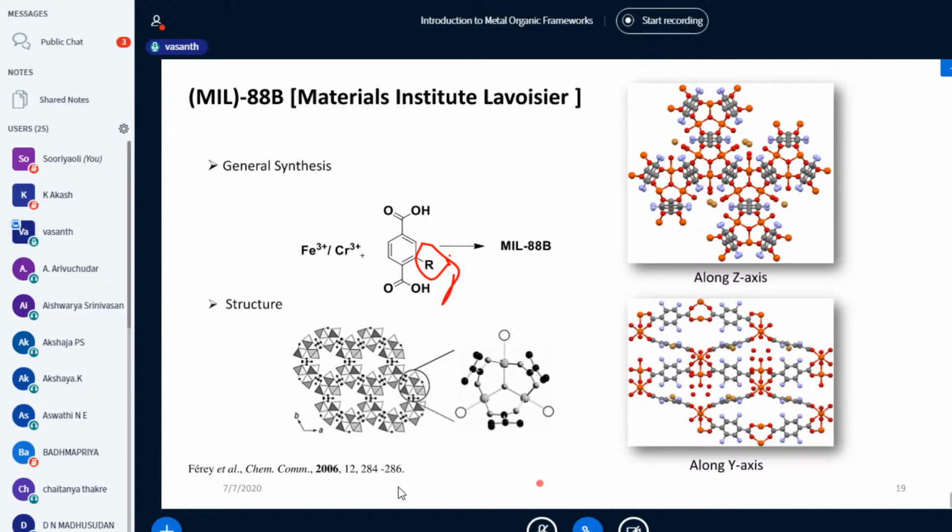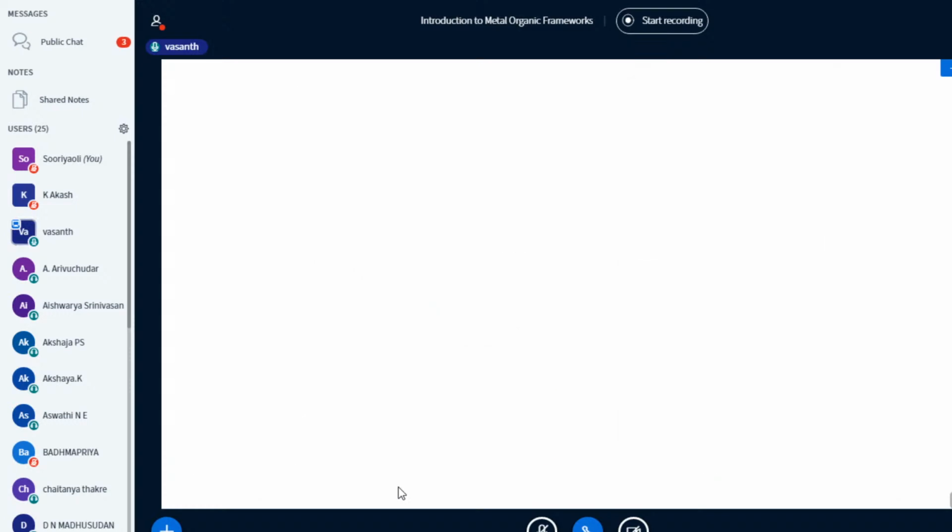So the structure of the material is like this. It has porous structures. There are a lot of voids in it, and the moieties you see in grey color and red color are the metal centers here. So this is one such example, and I wanted to show it to you.